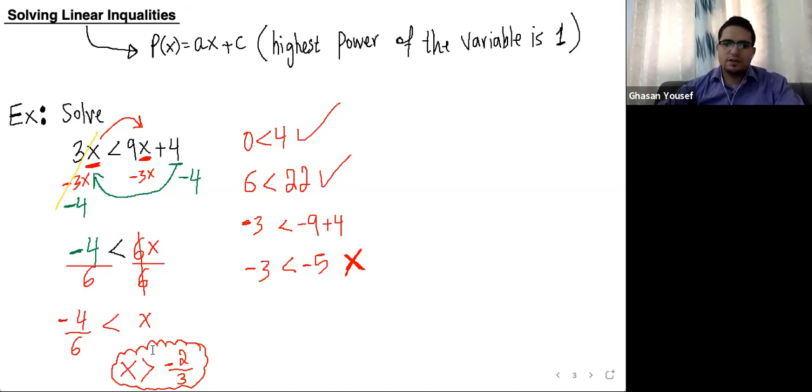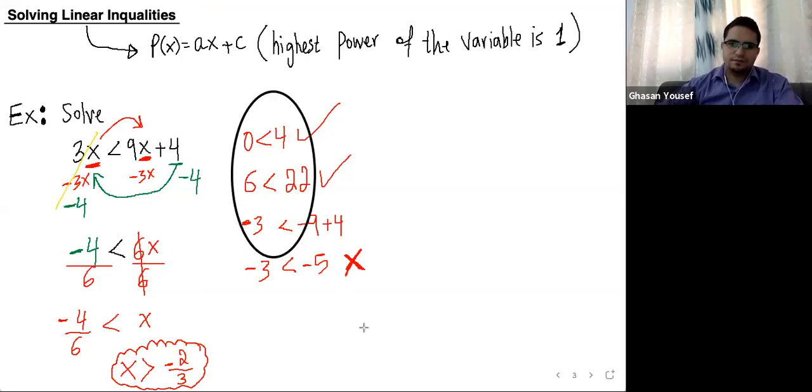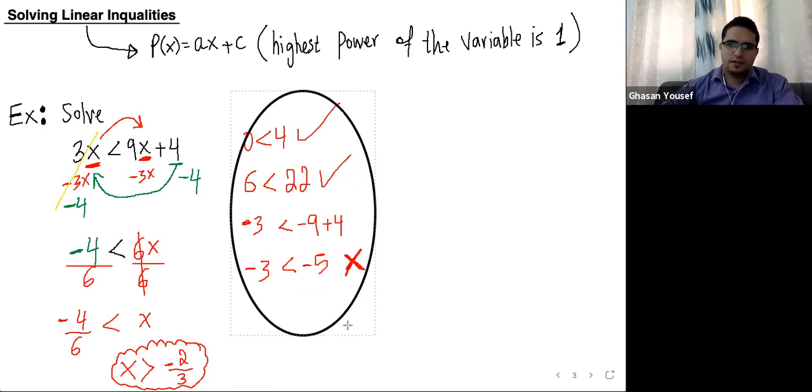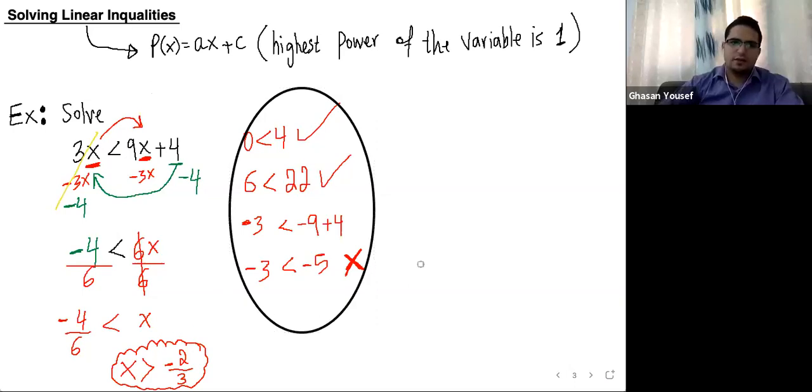Then to make sure this is the correct answer, just plug in numbers. Take numbers greater than -2/3 and plug them inside the inequality and check your answer. Here we check the answer. This is to check if your answer is correct for the inequality or not.